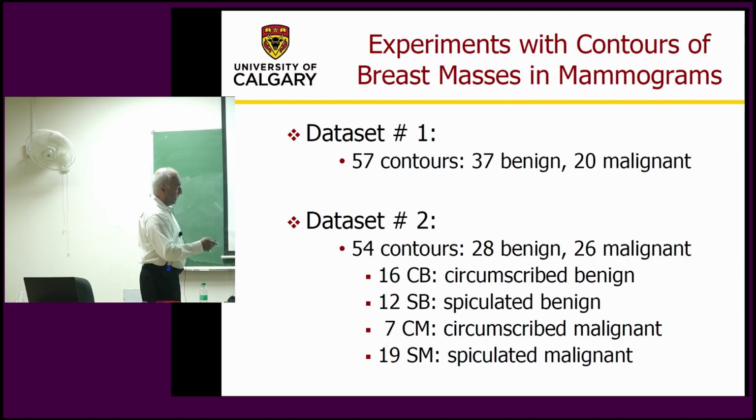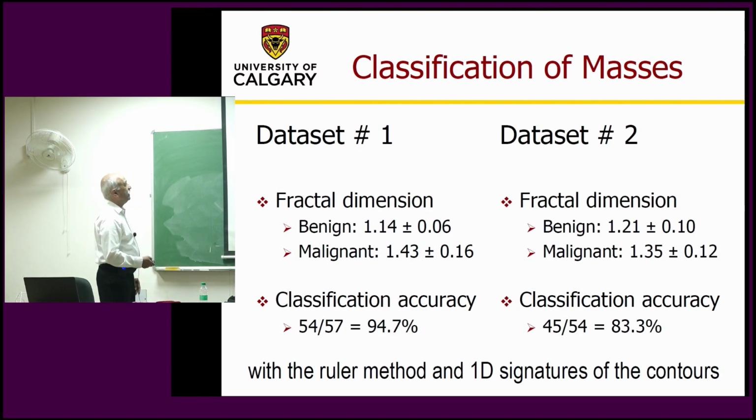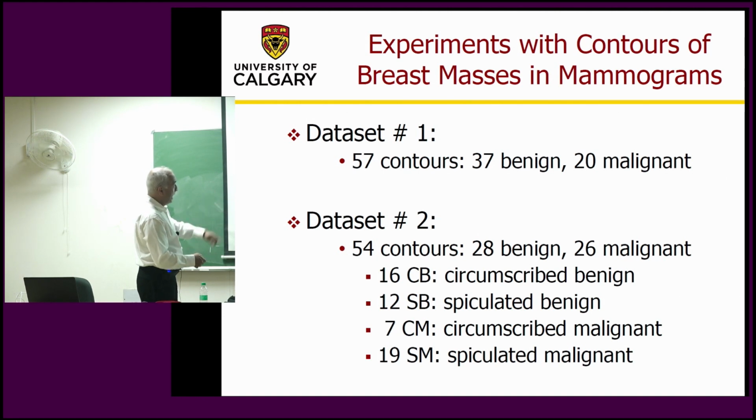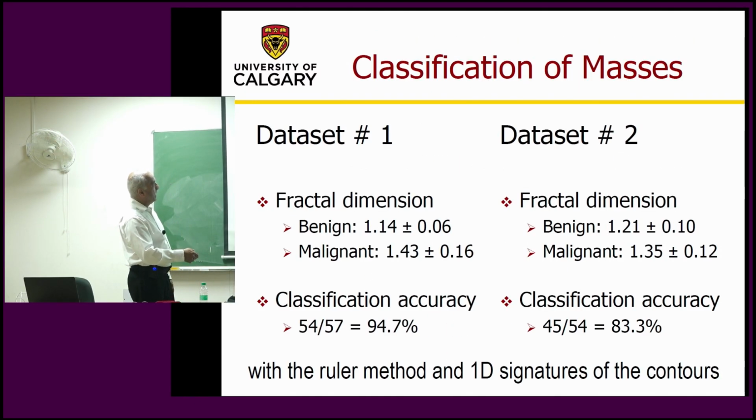37 benign, 20 malignant. So the benigns in the first data set, fractal dimension 1.14 plus minus 0.06 standard deviation, malignant 1.4. Second data set, a better separation. Oh, sorry, this second is MAIAS. MAIAS has this mix-up. There are spiculated benigns I showed you earlier, some benign ones, and some malignants are circumscribed. So there is a bit of confusion here in shape. So for the MAIAS database, we got a classification accuracy of 83%.